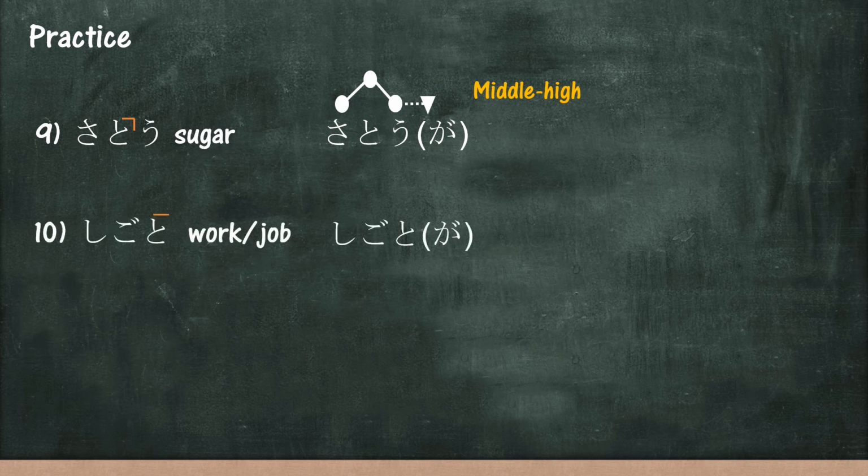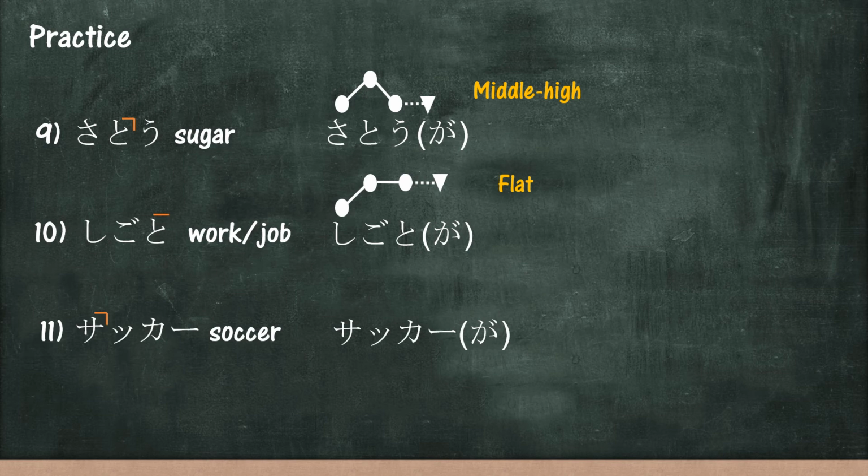Number 10, work, job. Check the answer. 仕事、仕事、仕事が、仕事が. Flat type. Number 11, soccer. Check the answer. サッカー、サッカー、サッカーが、サッカーが. Initial high.